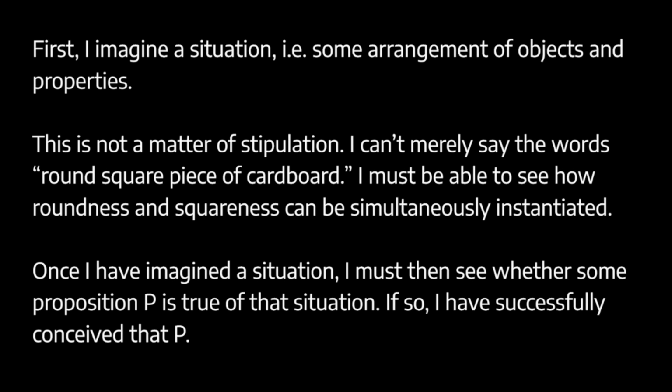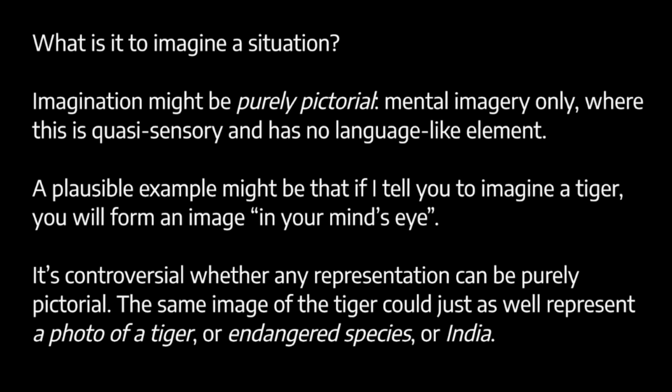Now, the question, of course, is, what exactly is involved in imagining a situation? Again, Berto and Schumann distinguish two possibilities here. We can think of imagination as involving what they call pure pictorial representation. On this view, imagination involves mental imagery only, where this imagery represents without any language-like element. So if you just form the mental image of a tiger, like if I just say, think of a tiger, and you have a picture in your mind's eye, as it were, that's probably close, at least, to purely pictorial representation.